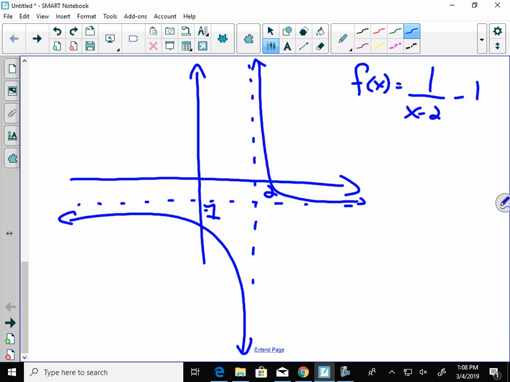Yes? Sure. Why don't you guys try this one? Look at the x values. What can it be and what can it can't be?